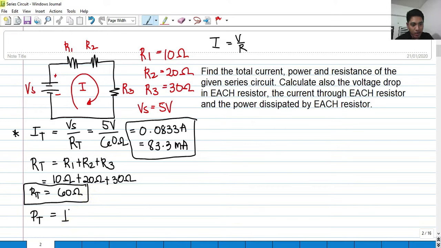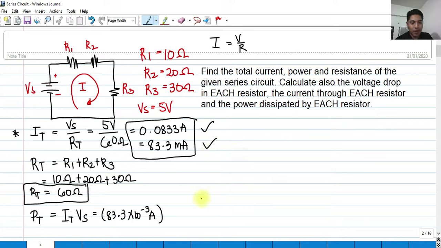So of course, we have to use the total current multiplied by the supply voltage because this is the total power. So the total current is 83.3 times 10 raised to negative 3. I've written it in scientific notation to denote that milli is equal to 10 raised to negative 3. 83.3 milliamperes is still equal to 83.3 times 10 raised to negative 3 amperes. They are all equal.